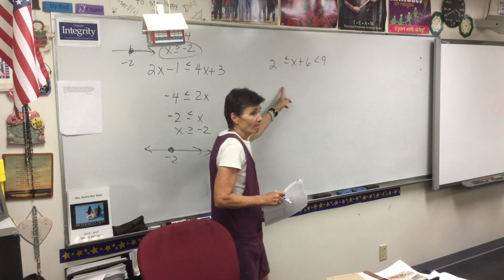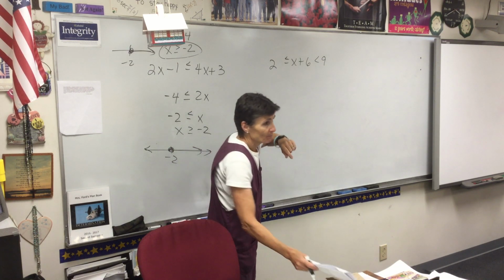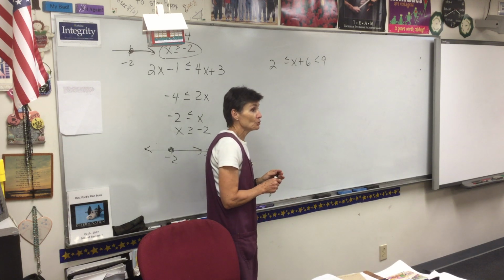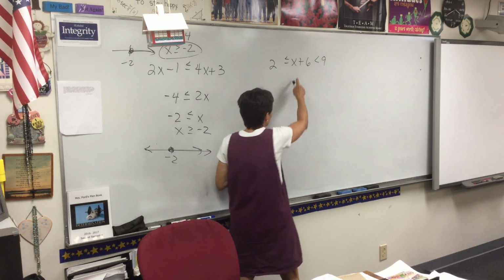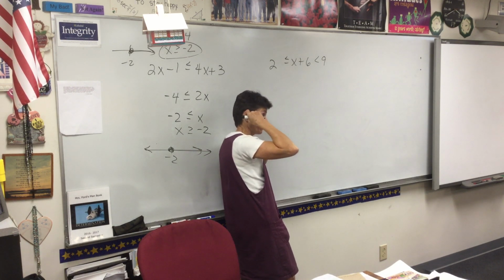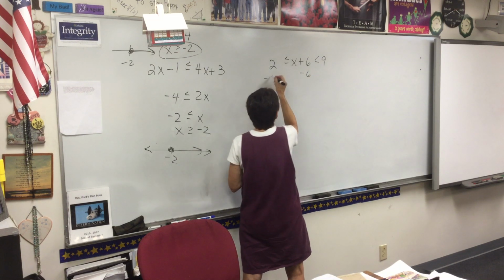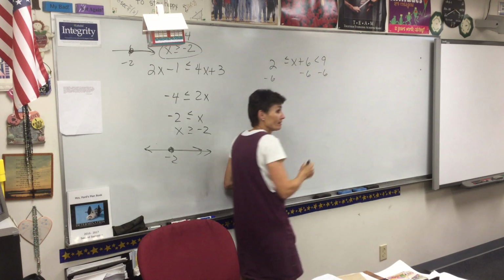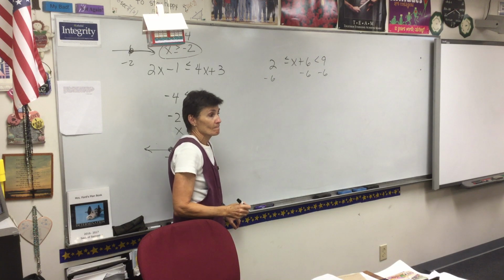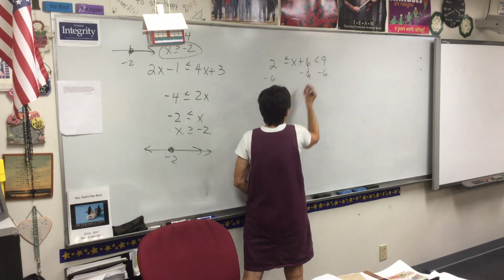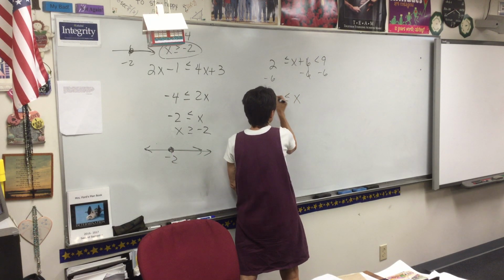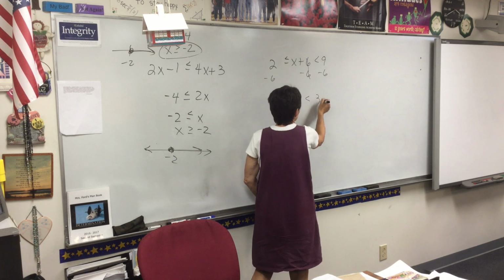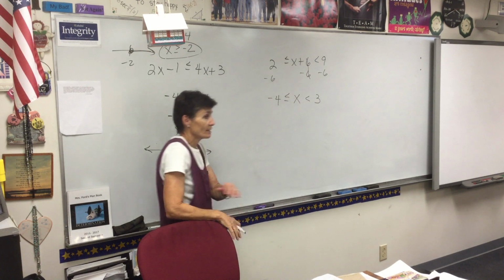Next. This one's a little tricky. Real simple to do though. You're trying to get x by itself, right? We're going to subtract 6, but we're going to subtract 6 from everything. And that's going to cancel that out and leave us with our answer. That's it. That's all there is to it. Isn't that easy?